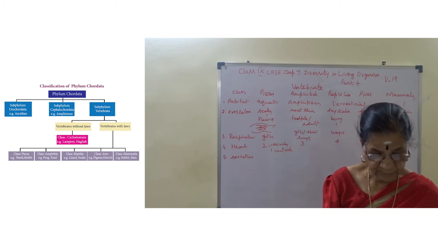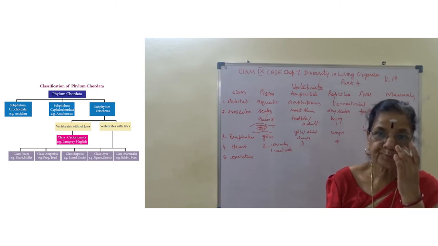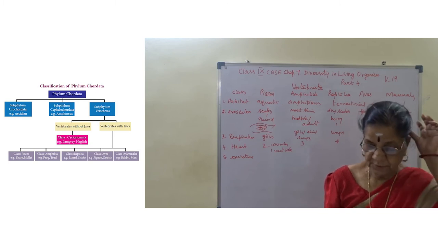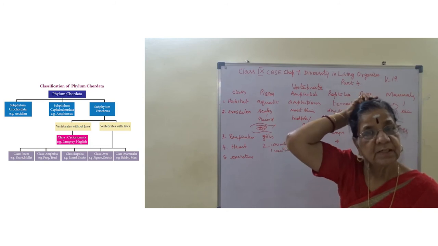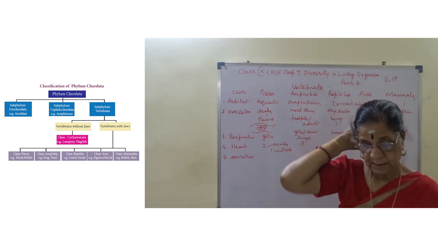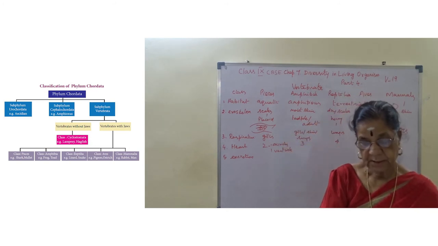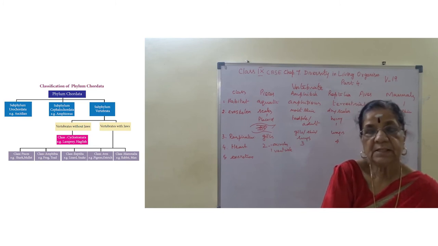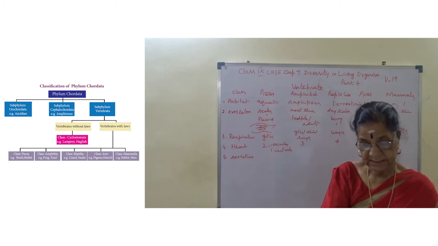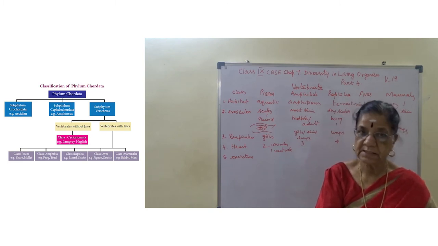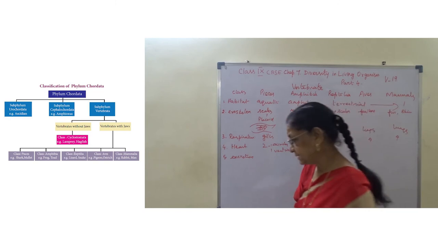Then class amphibia. These animals differ from fish in the lack of scales, having mucus glands in the skin, and moist skin, and three chambered heart. Respiration, gills in the tadpole form and lungs in the adult form. They lay eggs again, external fertilization.